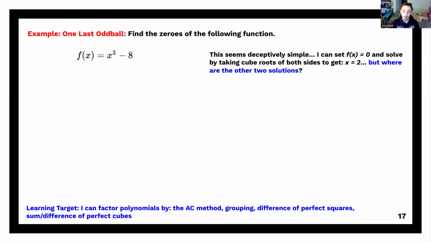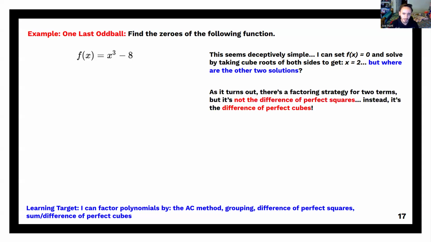You'll notice that it has two terms with a difference, but it's not necessarily a difference of perfect squares. X to the third is not something times itself, and 8 is not something times itself. But if you look at each of those terms, it could be written as something times itself times itself. X to the third is what we call a perfect cube, and so is 8. So in some rare instances, you may find yourself in a scenario where you've got the sum or the difference of two terms that are perfect cubes. This isn't very common, but it can happen.